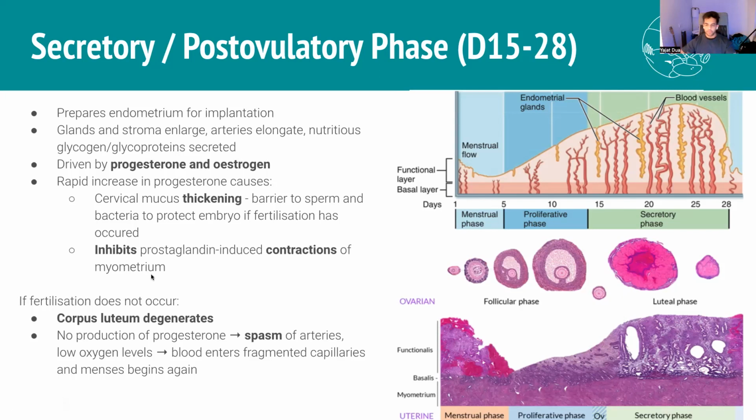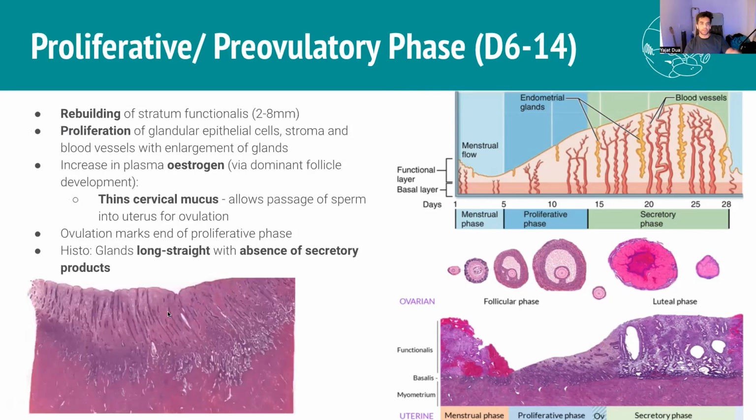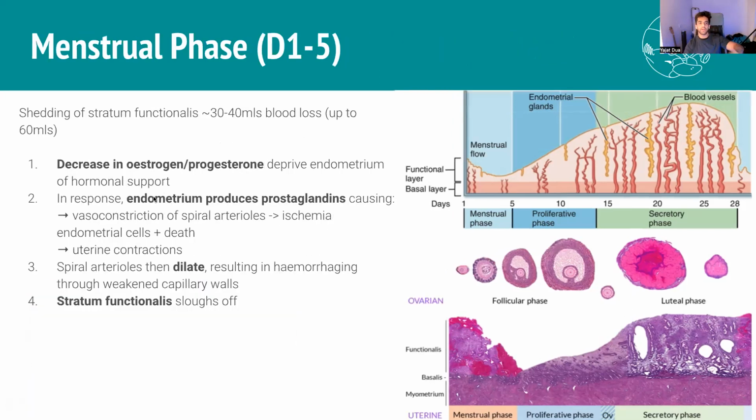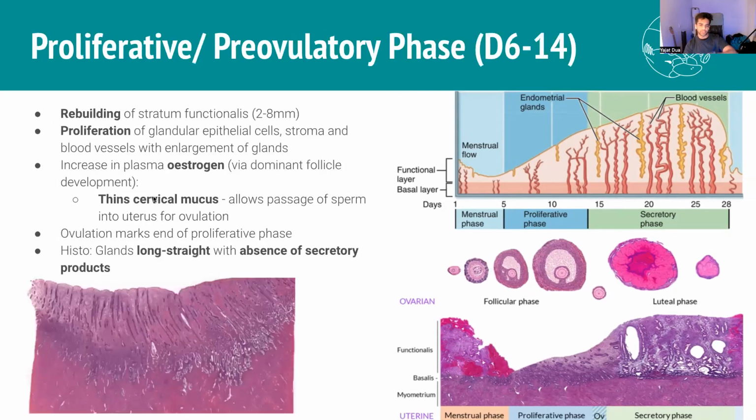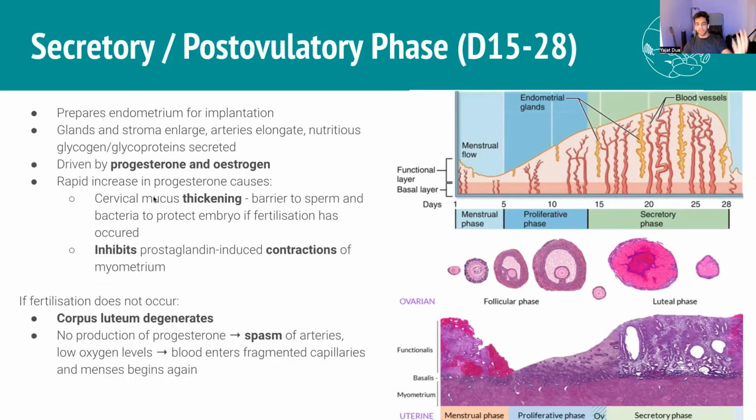Now, nine times out of ten, fertilization is not going to occur, and then the corpus luteum is going to degenerate into the corpus albicans. So there's going to be a decrease in the amount of progesterone, and if you remember at the beginning, that decrease in progesterone leads to the vasoconstriction and spasm of the arteries, and then the dilation and blood hemorrhaging out, and the menses begin again.